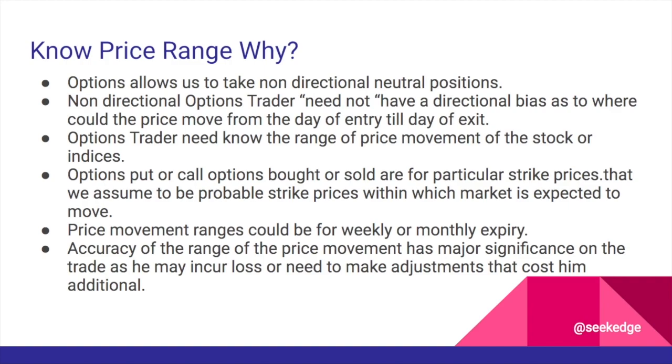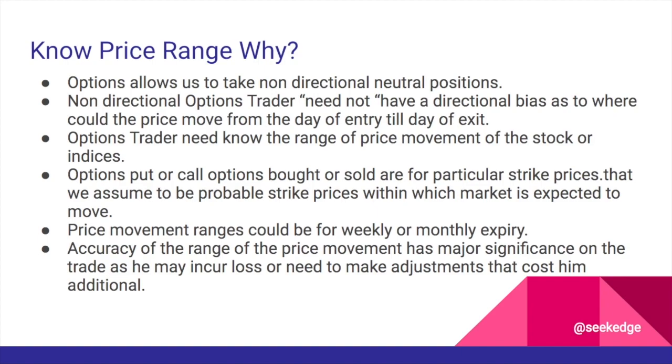Now, why do we need to know the price range? Let's see why. Options, as we know, allow us to take non-directional or neutral positions or trades. So the non-directional option trader does not necessarily need to have a directional bias as to where the price will move from the day of the entry till the day of the exit. It's not necessary for him to know that.